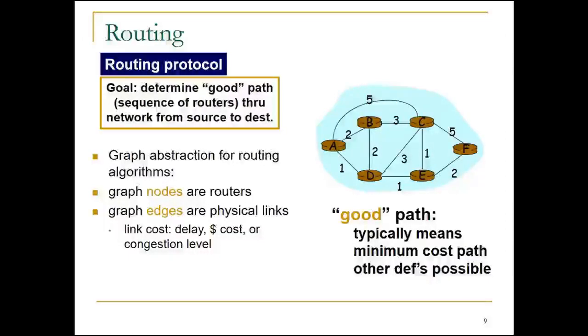So the goal of a routing protocol is to determine a good path, which is the sequence of routes the packets need to go through in order to get to the final destination through the network. That is what we term a good path. So it's the goal of a routing protocol to determine the good path, or the sequence of routers or routes, through a given network from source to destination for a given message being transmitted.